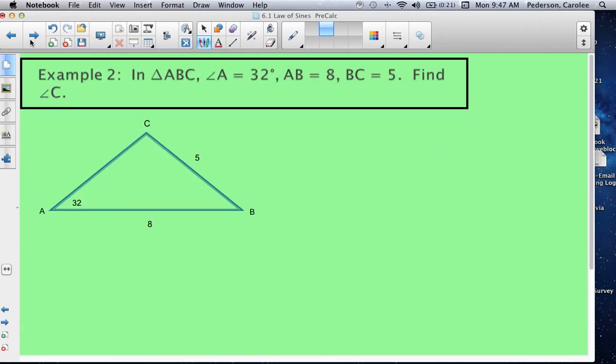Okay, let's go on to this question. So here is a triangle. We have angle A, which is 32 degrees. We have side A, which is 5 units. And we have side C, which is 8 units. How do you find angle C? Help me set up the proportion using the law of sines.